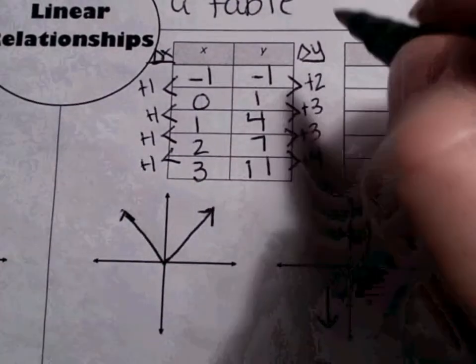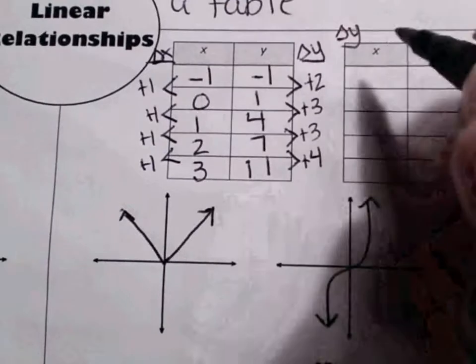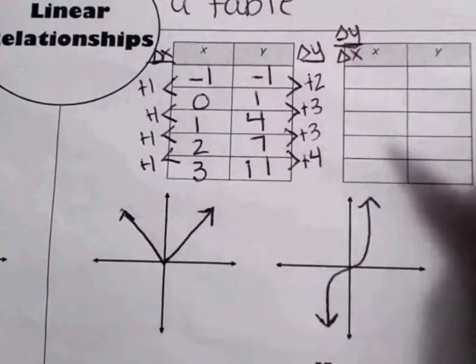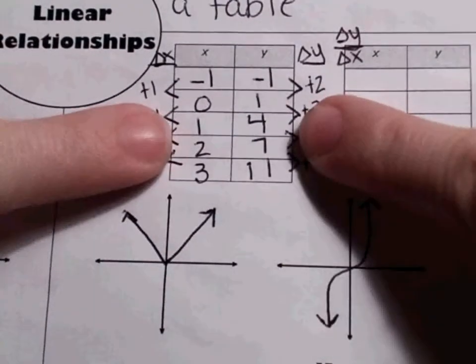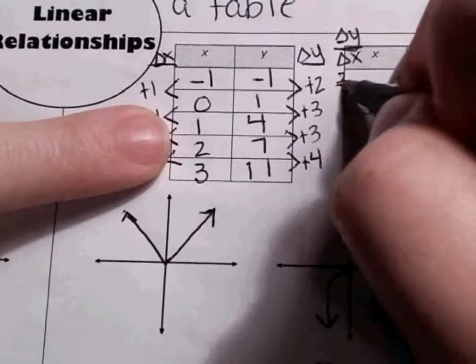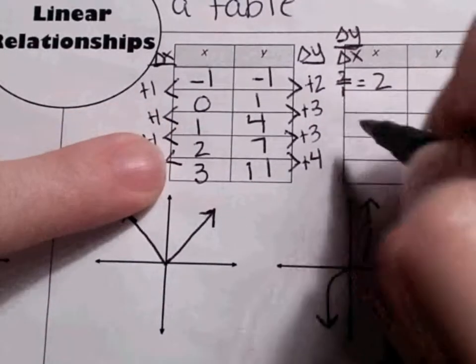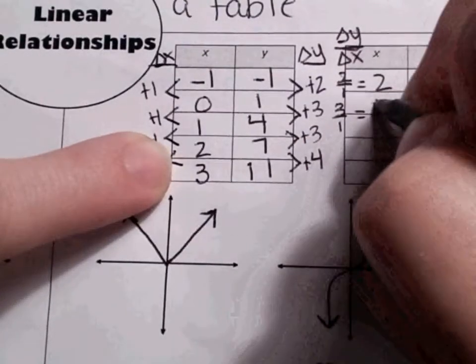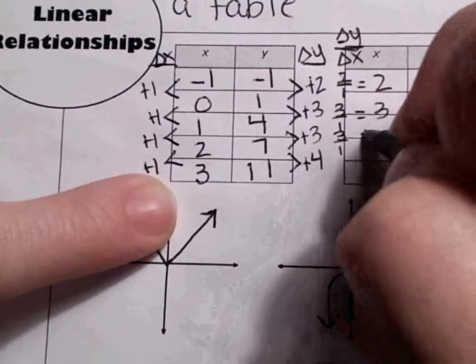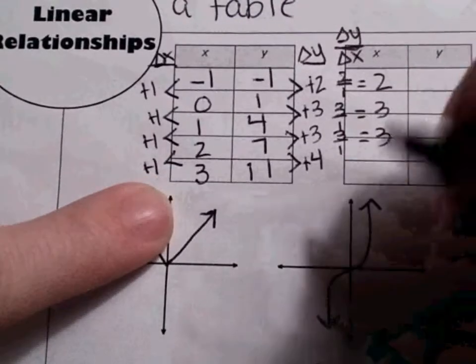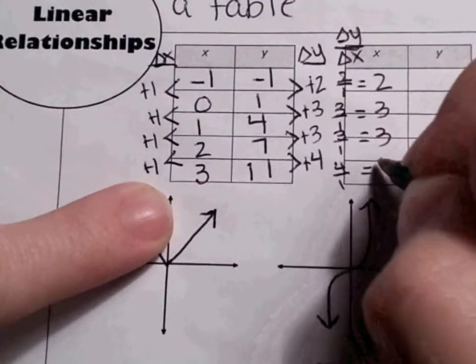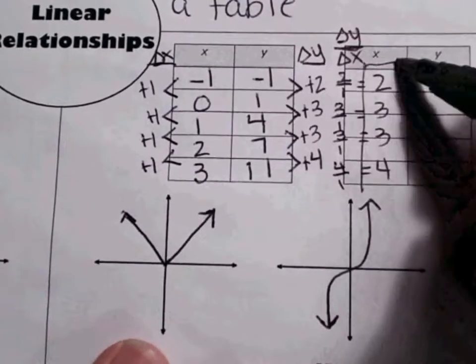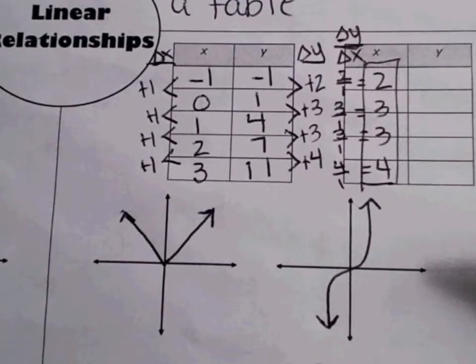Now, in this situation, if I was going to do delta y divided by delta x, looking at my first set of numbers, it would be 2 divided by 1, which reduces to 2, and then the next one would be 3 divided by 1, which gives me 3, and then the last one would be 4 divided by 1, which gives me 4. Now, if you look at these numbers here, they are not the same. If the numbers are not the same, then this is not a linear relationship.